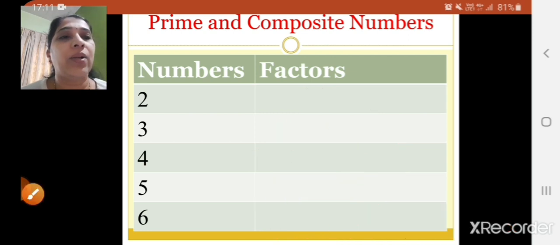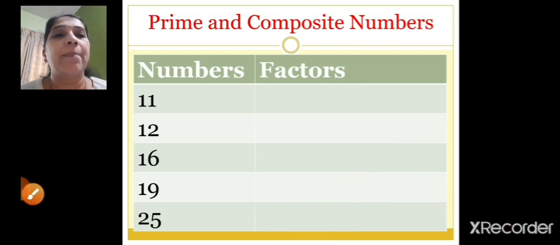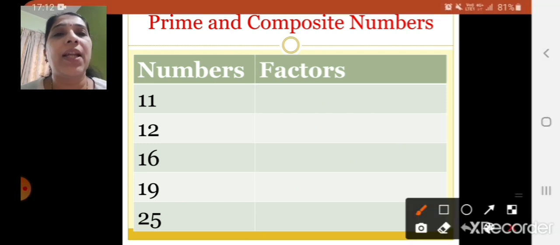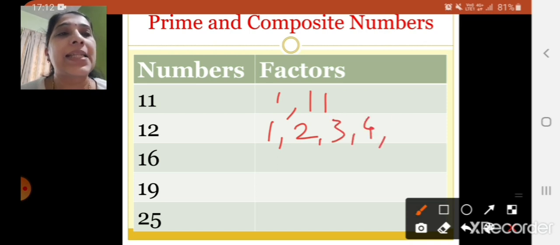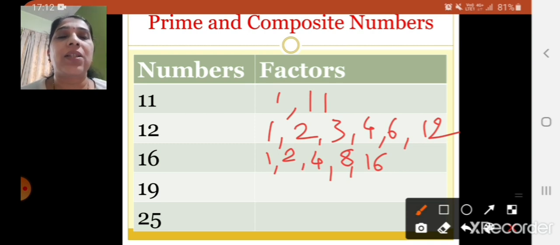So let's have a look at some more numbers. Now the number 11, right? So for the number 11, what are the factors? 1, 11. Now for the number 12, 1, 2, then 3 also, 12 comes. 4, 6 and 12, right? Now for the number 16, 1, 2, 3 does not come, then 4, 8 and 16, right? So these are the factors of 16.